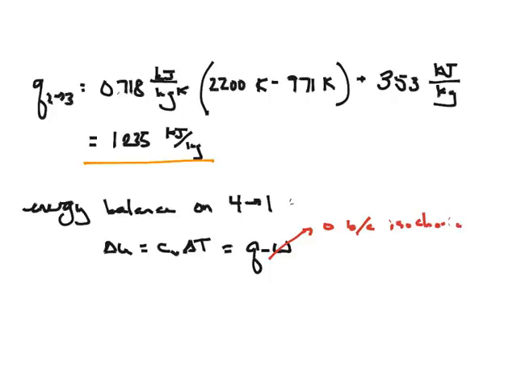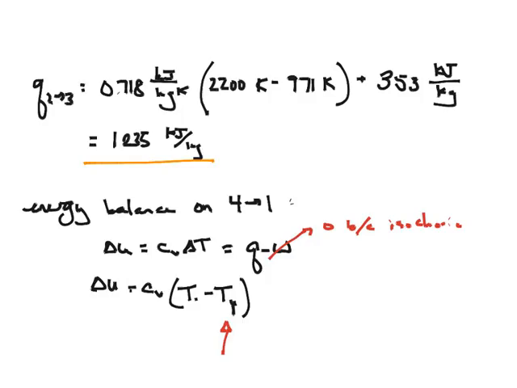Okay, so that makes it nice and simple, except we need to find, okay, so let's rewrite this. Delta U is CV times T1 minus T4. And so what do we need to find here? We need to find T4. So let's do that right now. Okay, so let's find T4.